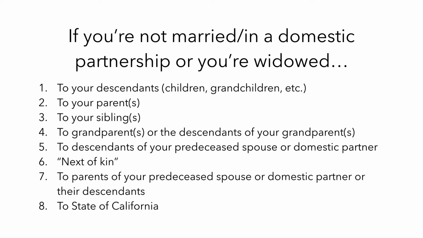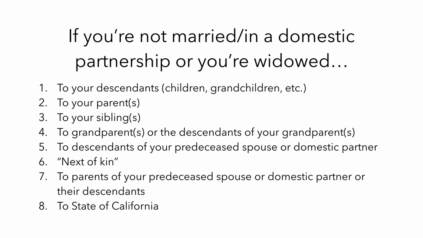If you're not married or in a registered domestic partnership at the time of your death, or you're widowed, all of your property would get distributed as follows. First, it would go to your descendants. These would include children, grandchildren, and so on. If you didn't have any living descendants, it would go to your parents. And if you didn't have any living parents, it would go to your siblings. If you didn't have any living siblings, it would then go to your grandparents, or the descendants of your grandparents.